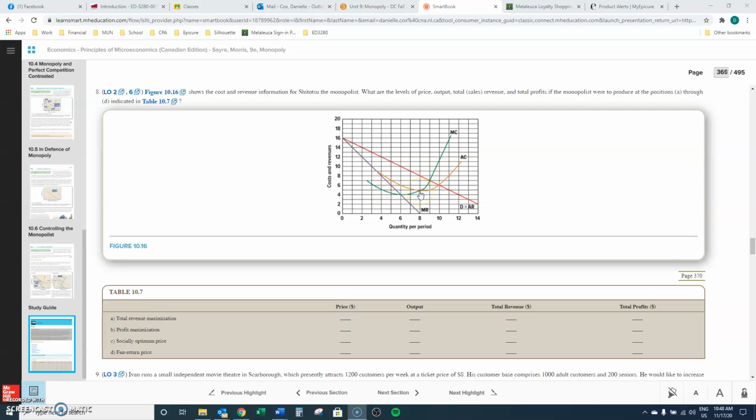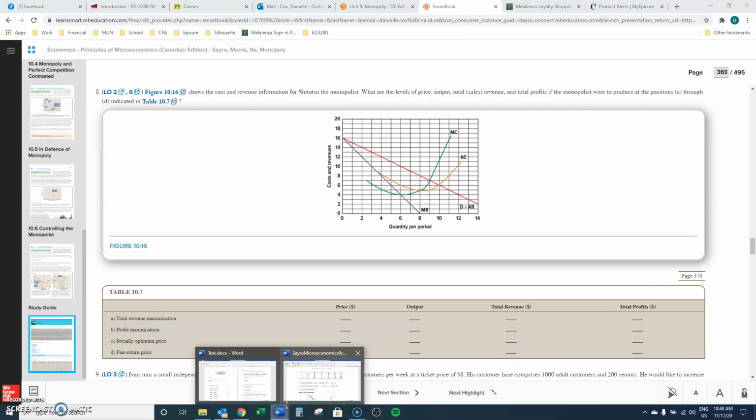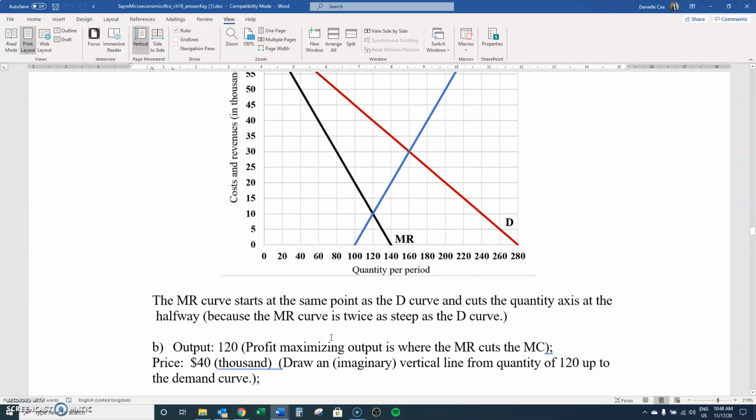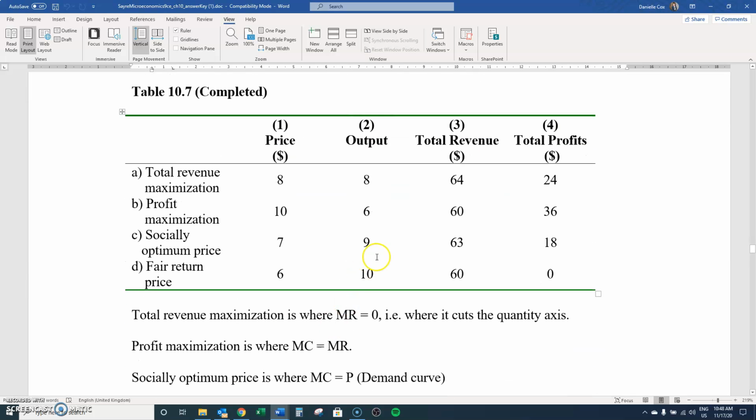So 5 times 8 is 40. So our total cost is 40. So therefore our profit is a revenue of 64 that we calculated here, less our cost of 40. So 64 minus 40, our profit is 24. And of course this is all, if I go down to the right question, is shown here.